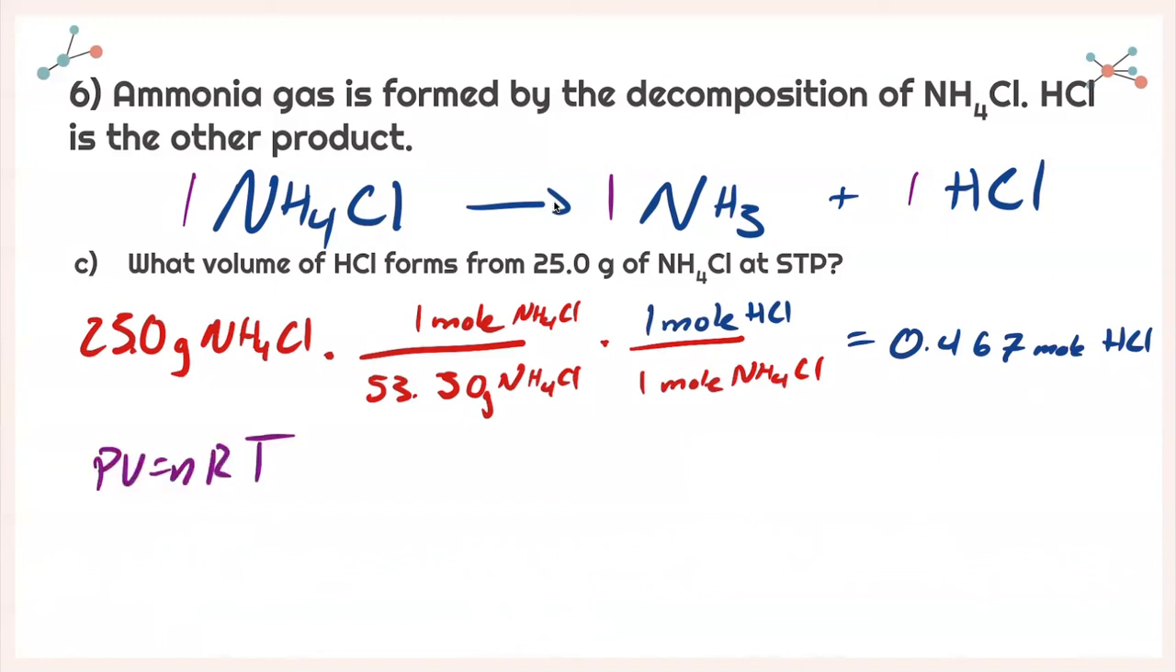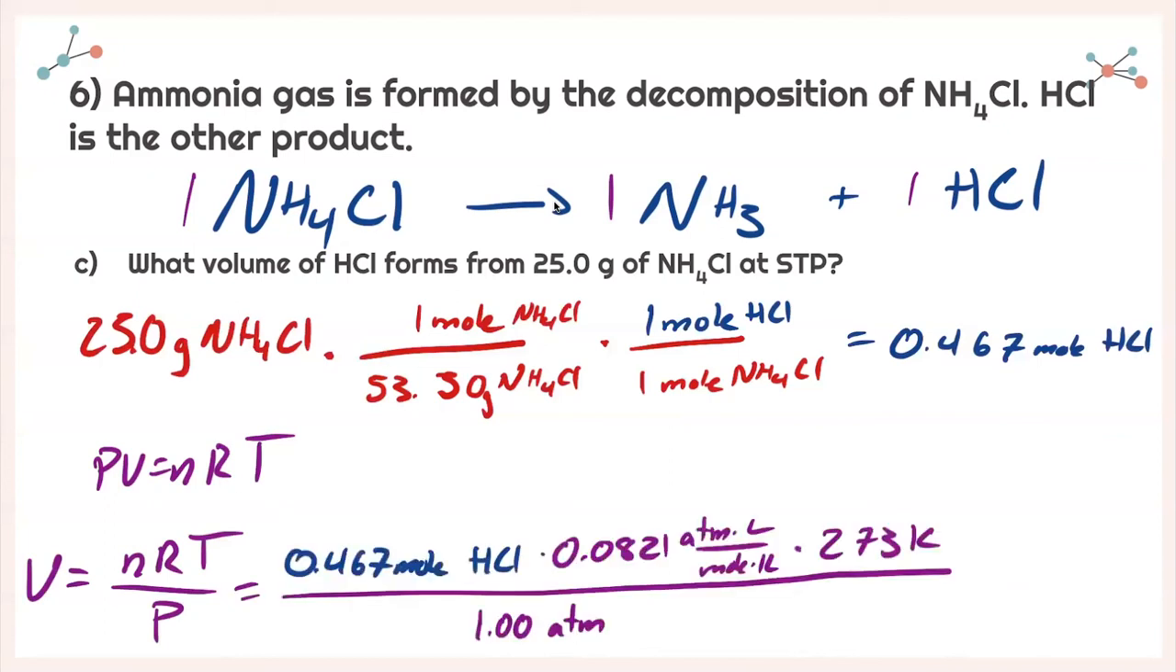Again, we're given our moles. Using our ideal gas law, we can find our volume. Plugging everything that we have, we are told that we're at standard temperature and pressure. So my temperature is going to be 273 Kelvin. My pressure is going to be 1.00 atmospheres. And the moles is what I just calculated. Plugging that into my calculator, I get 10.5 liters.